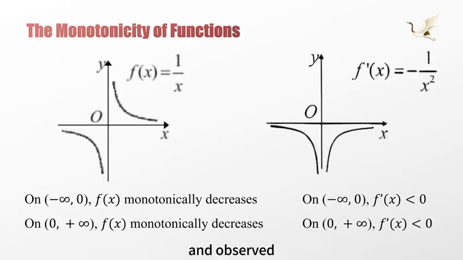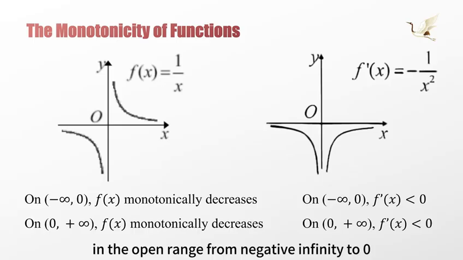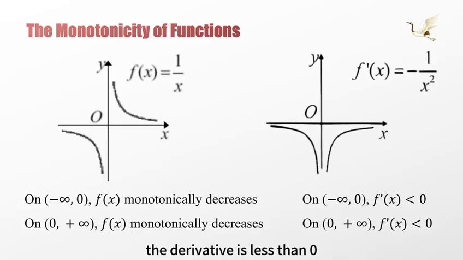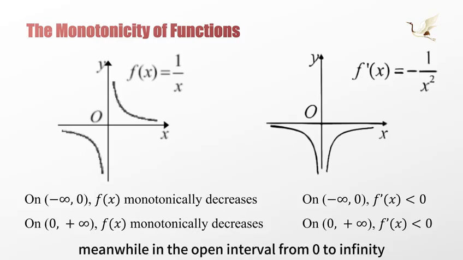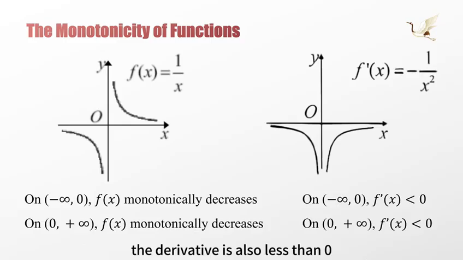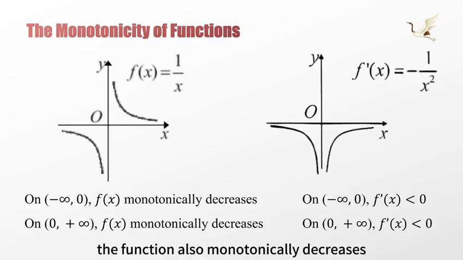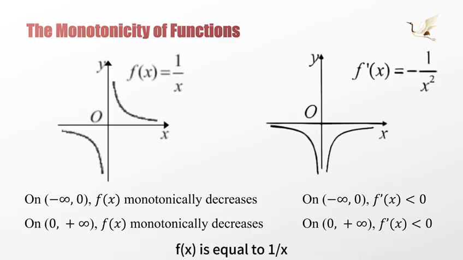And we observe that in the open interval from negative infinity to 0, the derivative is less than 0. On this interval, the function monotonically decreases. Meanwhile, in the open interval from 0 to infinity, the derivative is also less than 0, and on this interval the function also monotonically decreases. So the inverse proportional function f(x) equals 1/x also satisfies our conjecture.